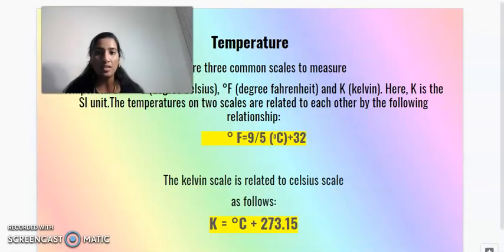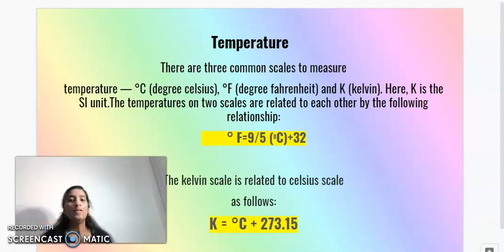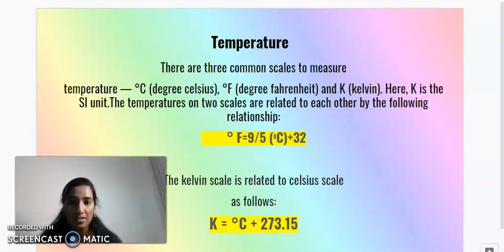And next is about temperature. There are three common scales to measure temperature: degree Celsius, Fahrenheit, and Kelvin. We measure body temperature in degree Celsius, and room temperature either in Fahrenheit or in degree Celsius. There are places where they measure in Fahrenheit, and some places measure room temperature in degree Celsius. Whereas Kelvin, the symbol K, is the SI unit of temperature.